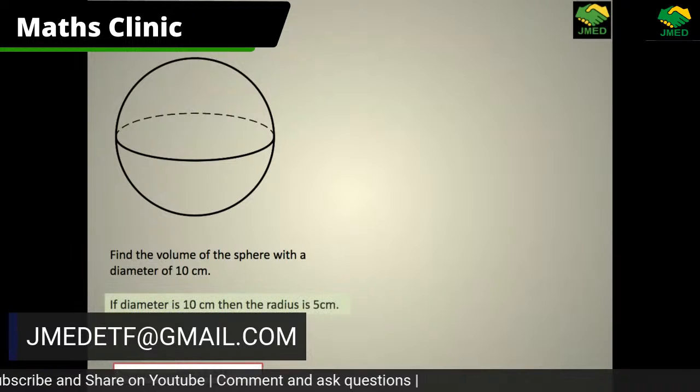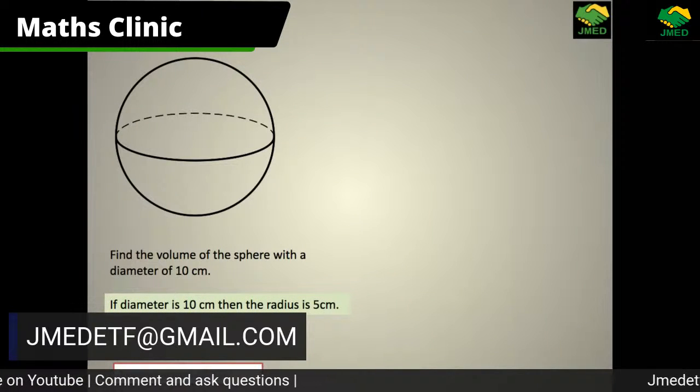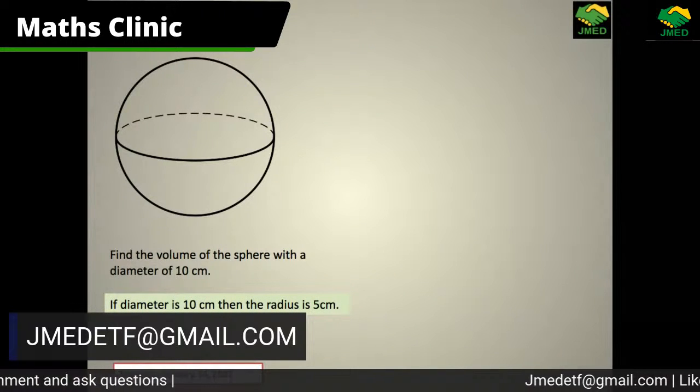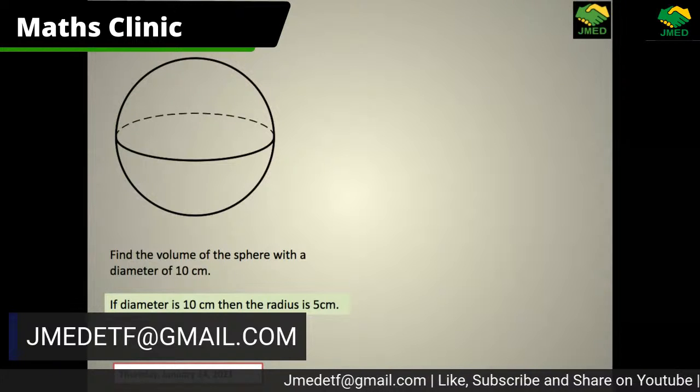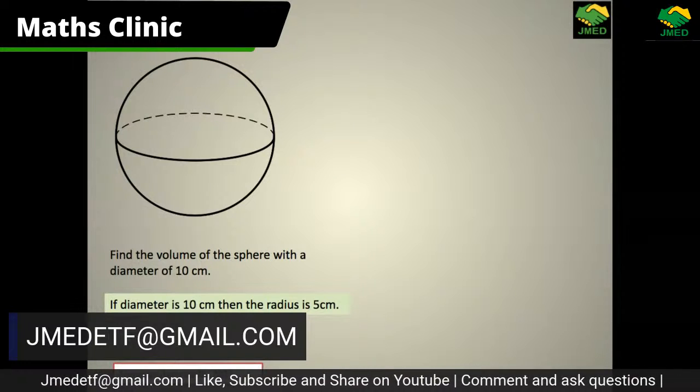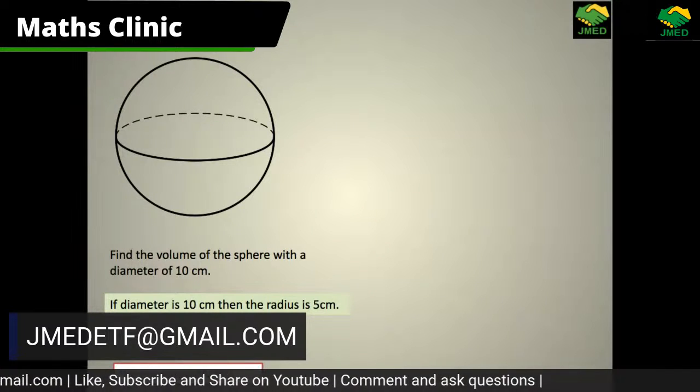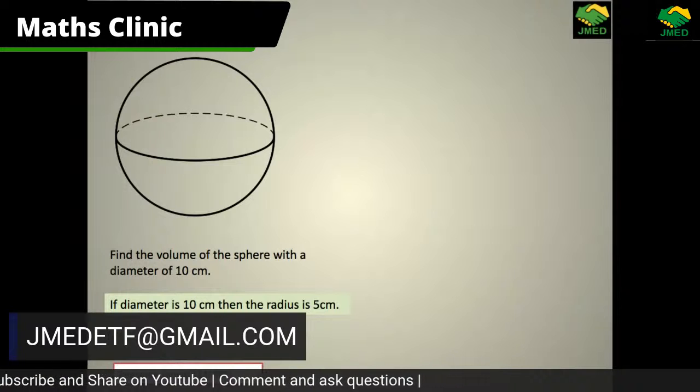So if the diameter is 10, then the radius is 5. Always remember these relationships, you know. The diameter is a longer word than radius. So if you're not sure, then you could always go, diameter is a longer word. So diameter is the bigger number, radius is the 5 cm. Okay?